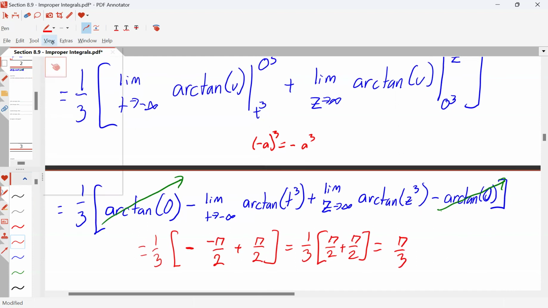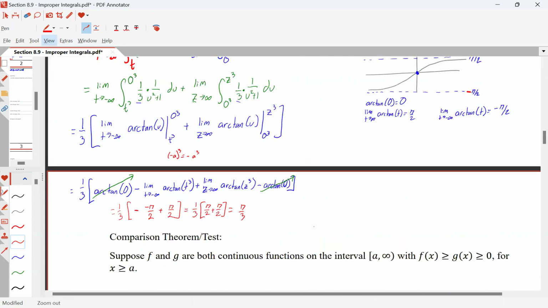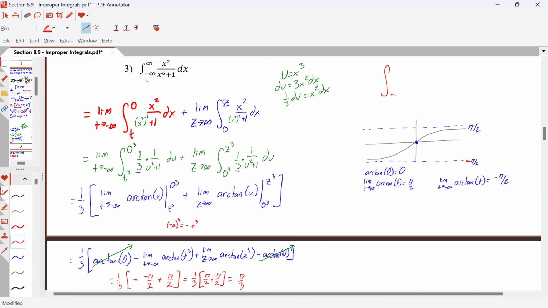So, zooming out, this means our integral from negative infinity to infinity of x squared over x to the 6th plus 1 dx converges to pi over 3. We get a finite area. So there are our examples for type 1 improper integrals. In the next video, we'll look at comparing some type 1 improper integrals.